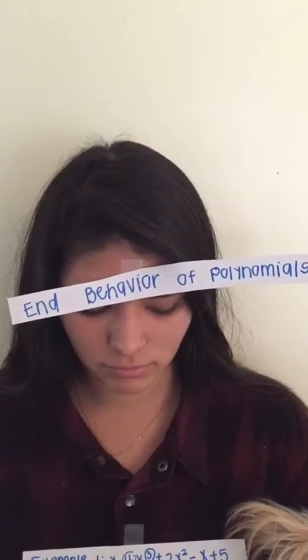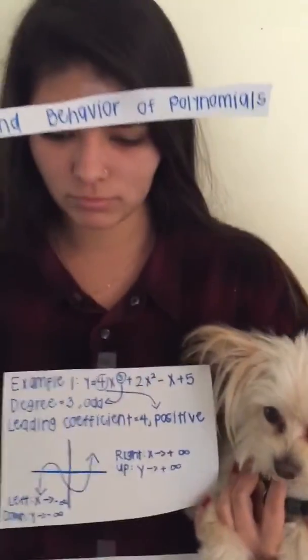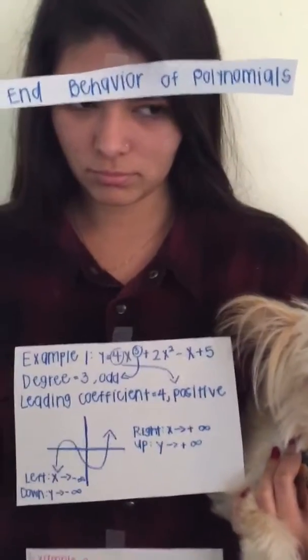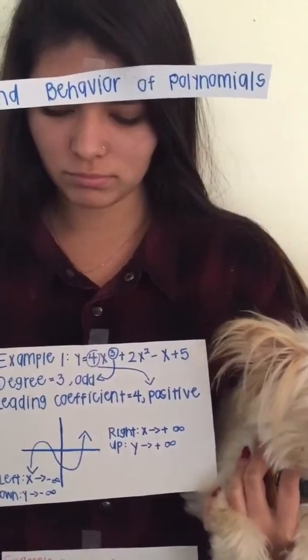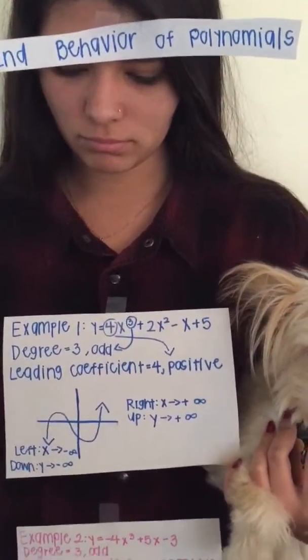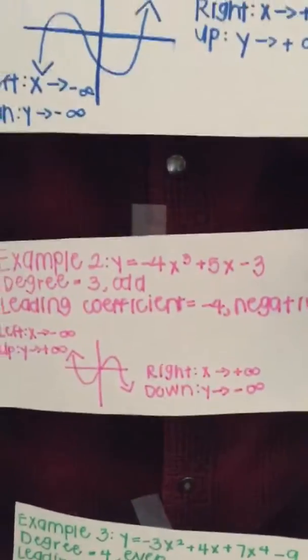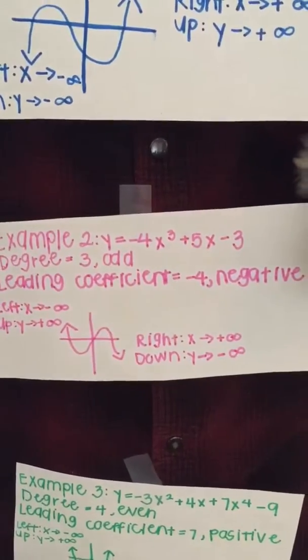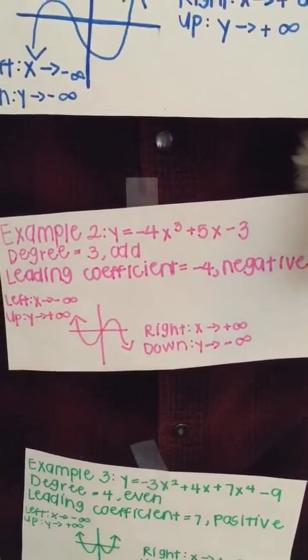End behavior of polynomials. For example 1, if the degree is odd and the leading coefficient is positive, then the graph will look like this. Example 2, if the degree is odd and the leading coefficient is negative, then the graph will look like this.